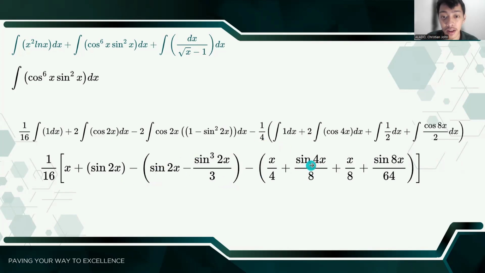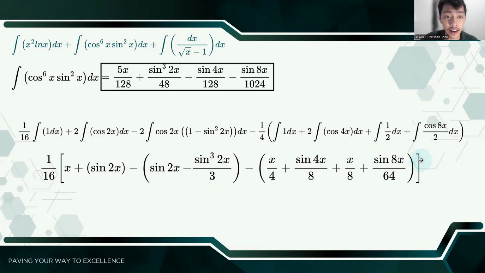Take note also for the signs of our last term. So with that, our final answer is 5x over 128 plus sine cube 2x over 48 minus sine 4x over 128 minus sine 8x over 1024.